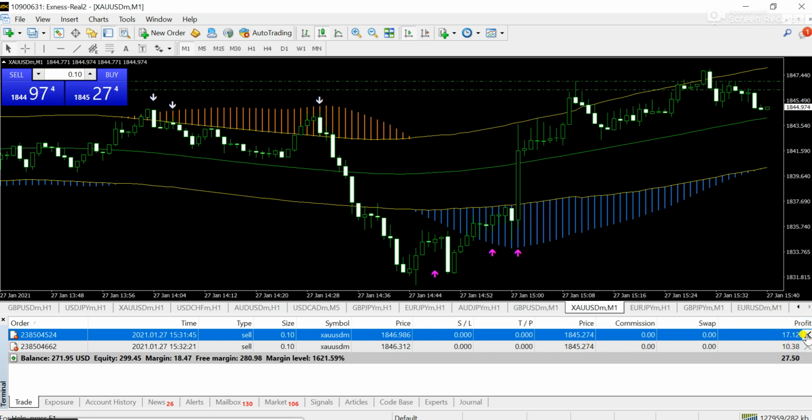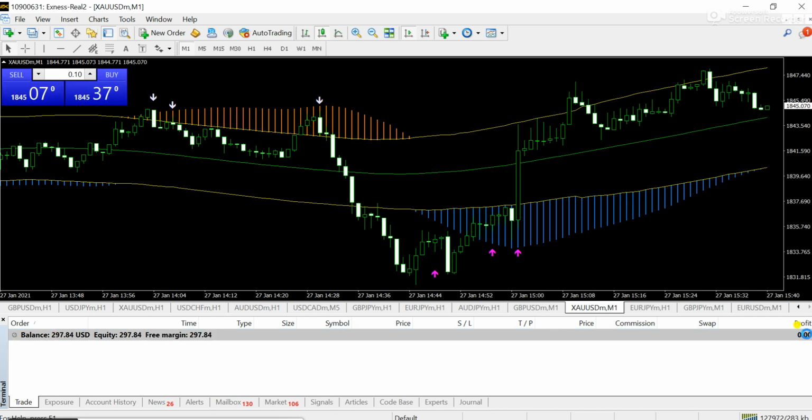So let's exit from the trades at the moment. I just want to get rid of the trades right now. Okay, so I have taken the trades from here. You must have seen that the market was getting the rejection from the top yellow boundary.